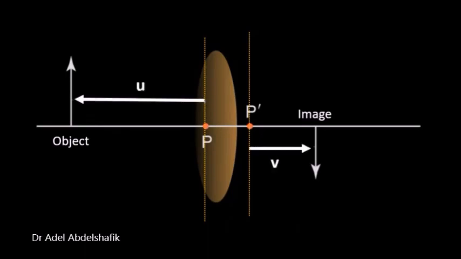Object distance, or U, is measured along the principal axis from P to the object, and the image distance, V, is measured along the optical axis from P' to the image. As you notice here, P' is drawn outside the lens. Location of P and P' are not necessarily inside the lens. Their location depends on the shape of the lens.